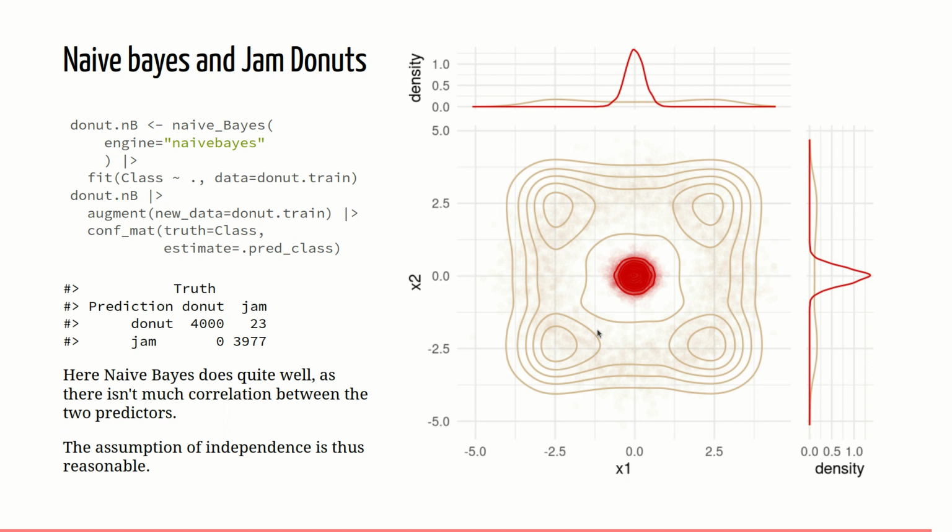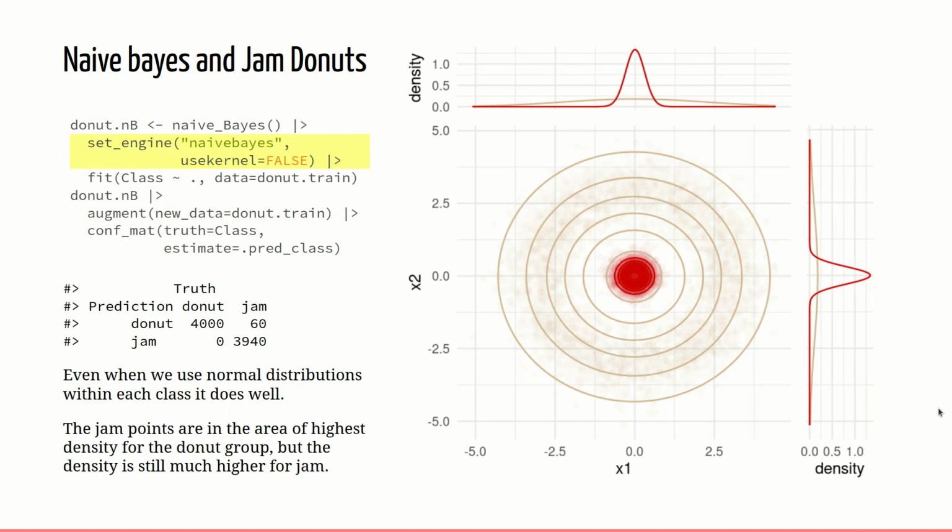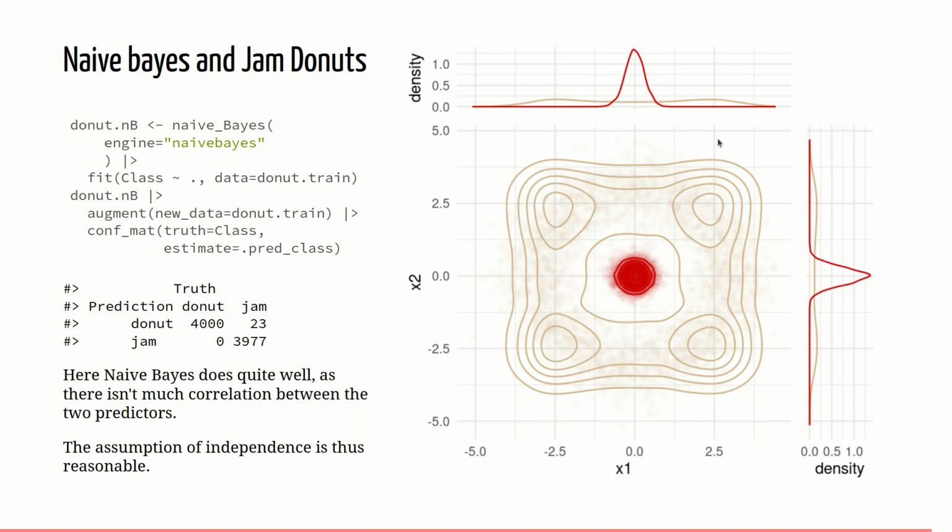So while the independence assumption is wrong, it's not so badly wrong that making that assumption is going to result in a really poor estimate. Okay, so we end up doing reasonably well. If we don't use kernel density estimates, however, we're not going to do as well, but it turns out it's actually not too bad. So if we specify use kernel equals false, then the distribution in the jam is going to be the same because it's roughly normal anyway, right? So that looks roughly the same.